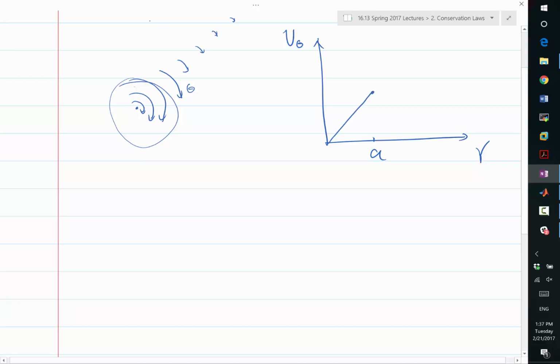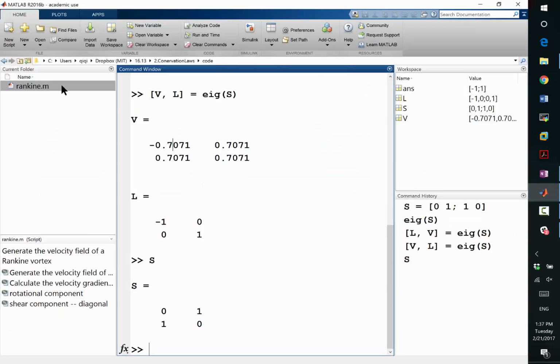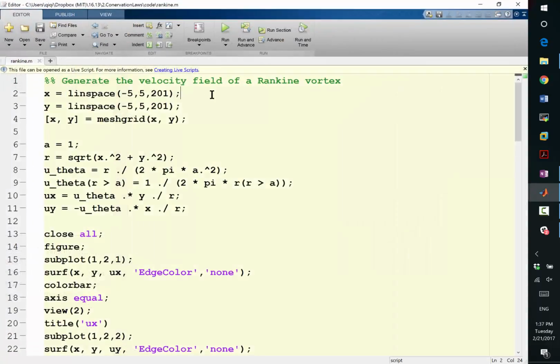And then outside the vortex, the circulation around the vortex is fixed. That means the velocity has to decay as what function of r? 1 over r, right? So it decays here as 1 over r. So this is the velocity field of a Rankine vortex. Let's visualize that to see what it looks like.